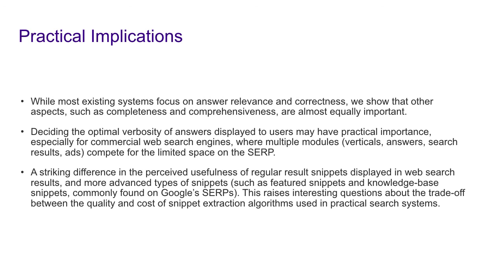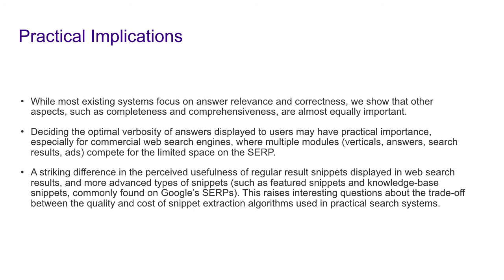Here are some potential implications of our work in practice. First, aspects such as completeness and comprehensiveness are almost as equally important as relevance and correctness, which are the main optimization metrics for the question answering systems we have today. So, question answering systems should consider these aspects as well. Second, deciding the optimal verbosity of answers displayed to users may have practical importance in commercial web search engines, given that multiple result modules compete for the limited search space in such search engines. So, this may be an interesting problem to tackle.